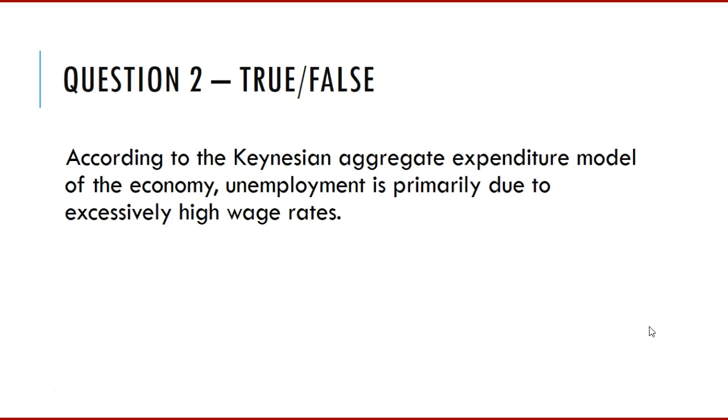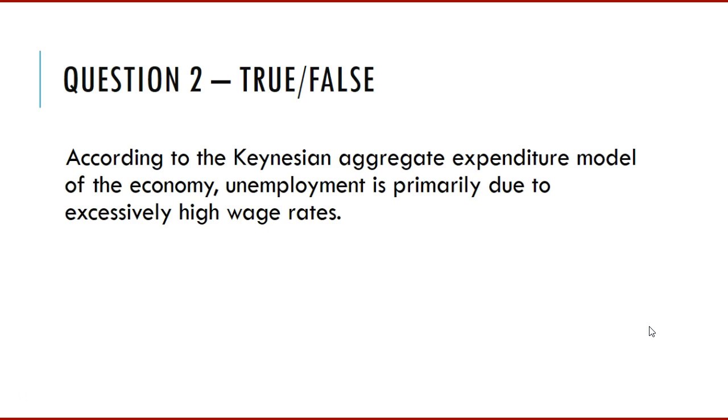Question 2. True-false. According to the Keynesian aggregate expenditure model of the economy, unemployment is primarily due to excessively high wage rates. This statement is false. As we just saw in the previous diagram, the Keynesian model's explanation of unemployment is insufficient aggregate demand or insufficient aggregate expenditure on goods and services.